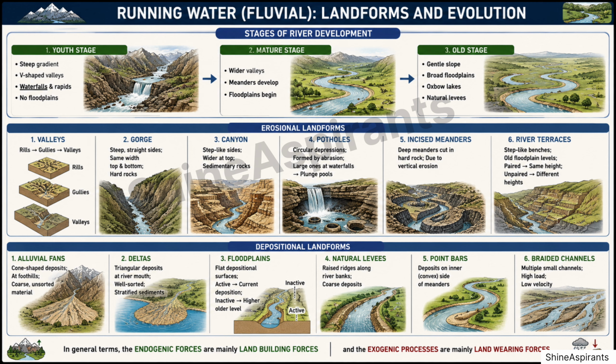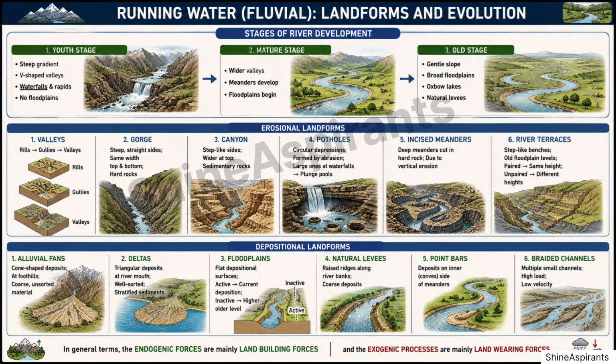Erosional landforms. Valleys, rills, gullies. Gorge: steep, straight sides, same width top and bottom, hard rocks. Canyon: step-like sides, wider at top, sedimentary rocks. Potholes: circular depressions formed by abrasion, large ones at waterfalls. Plunge pools. Incised meanders: deep meanders cut in hard rock due to vertical erosion.